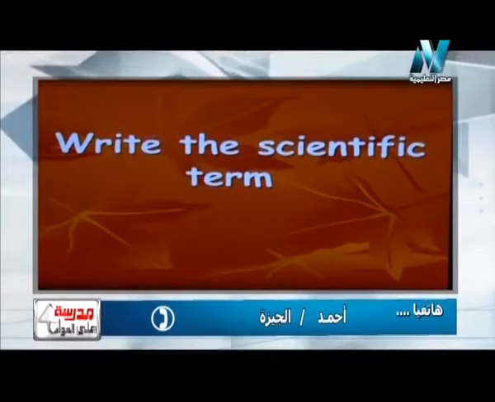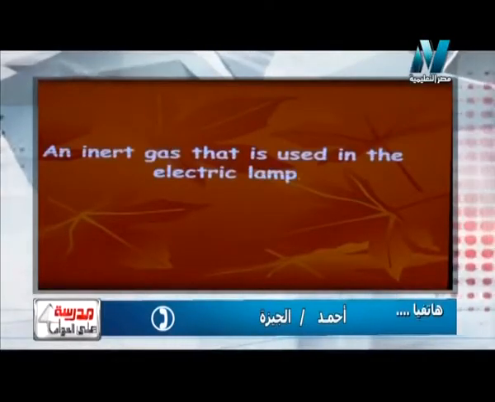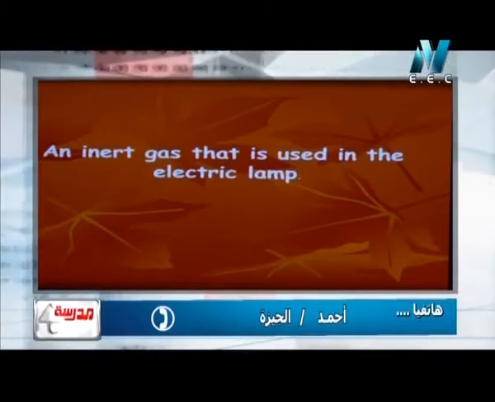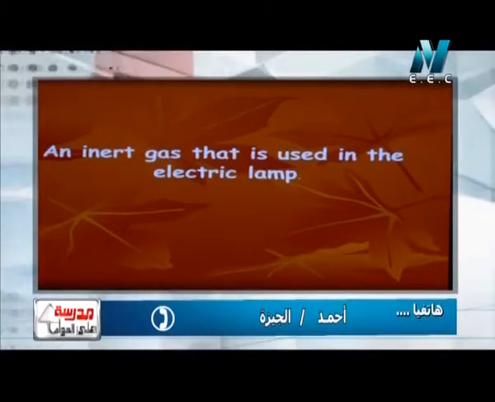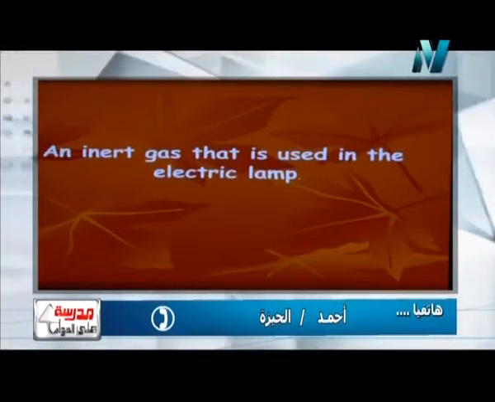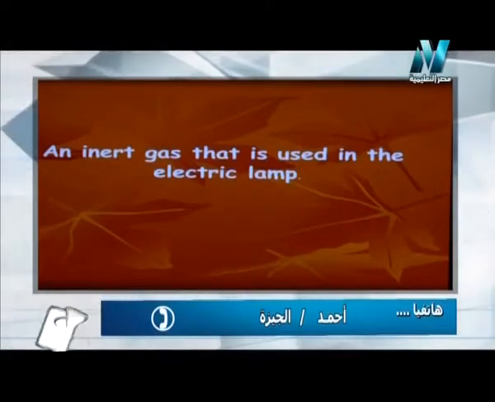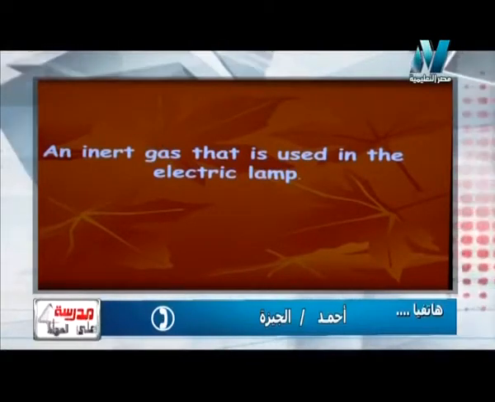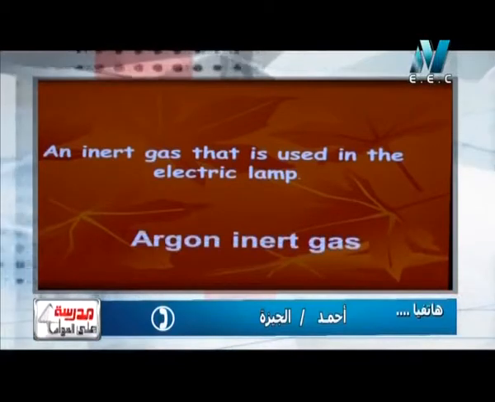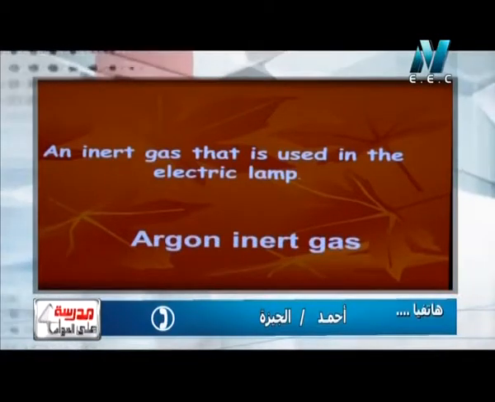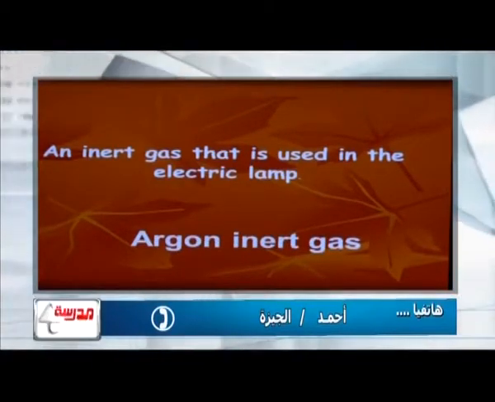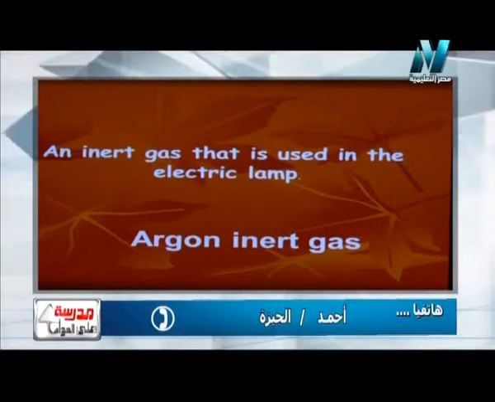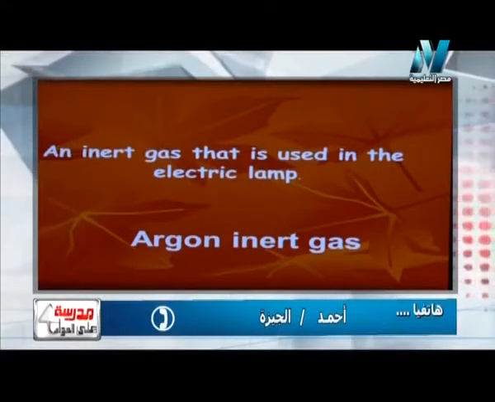So another question for you, Ahmad. It's a new type of question: write the scientific term. Are you ready? I am ready. The question says: an inert gas that is used in the electric lamp. Argon gas. So Ahmad, why do we put argon gas or inert gas in the electric lamp? Give reason question. To protect the filament from burning when it heats up and increases its lifetime.